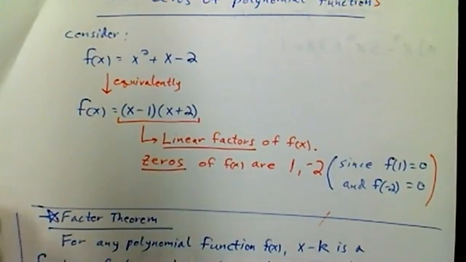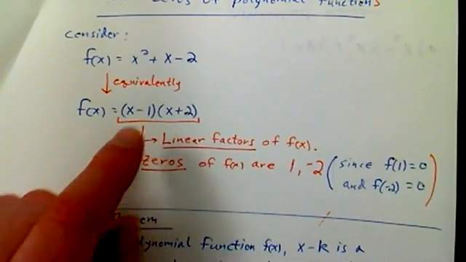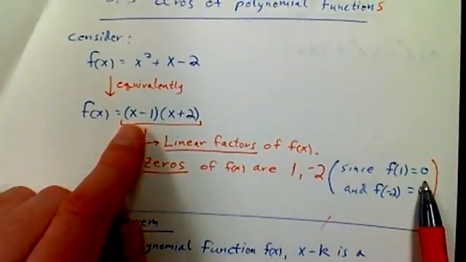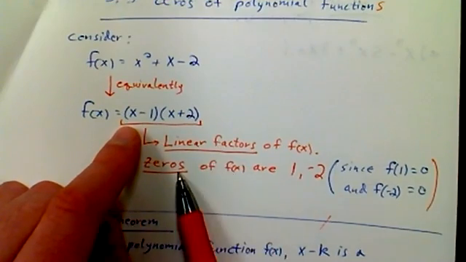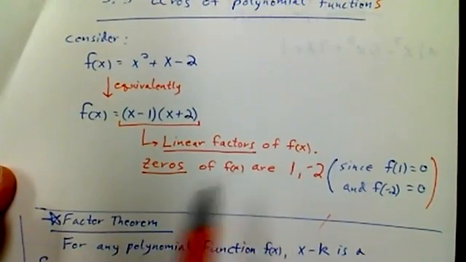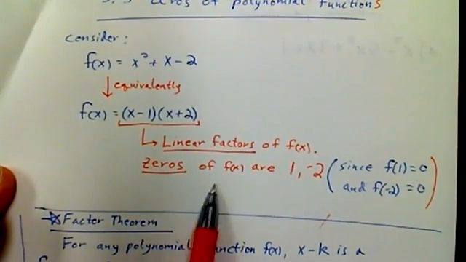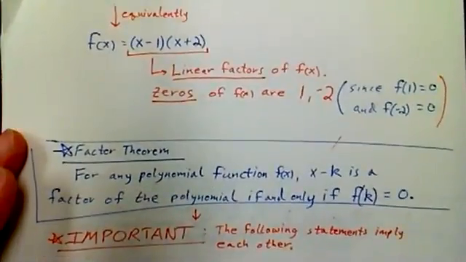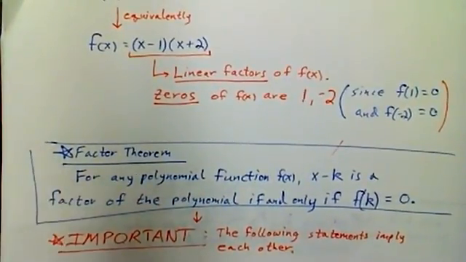So the main thing I want you to notice here is there's definitely a connection between the linear factors and the zeros. So my point is if you know the linear factor, you know the zero. If you know the zero, you know the linear factor. So that's the thing I want you to keep in mind in this section. So this gives us the factor theorem.